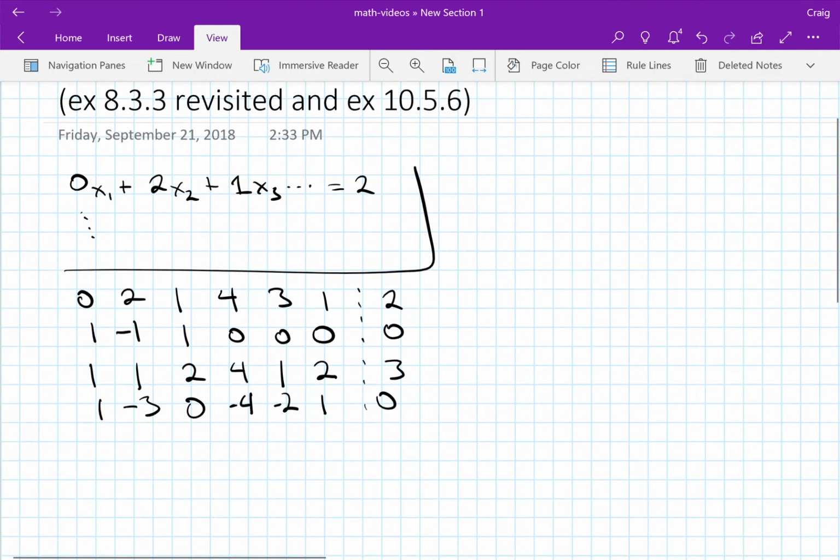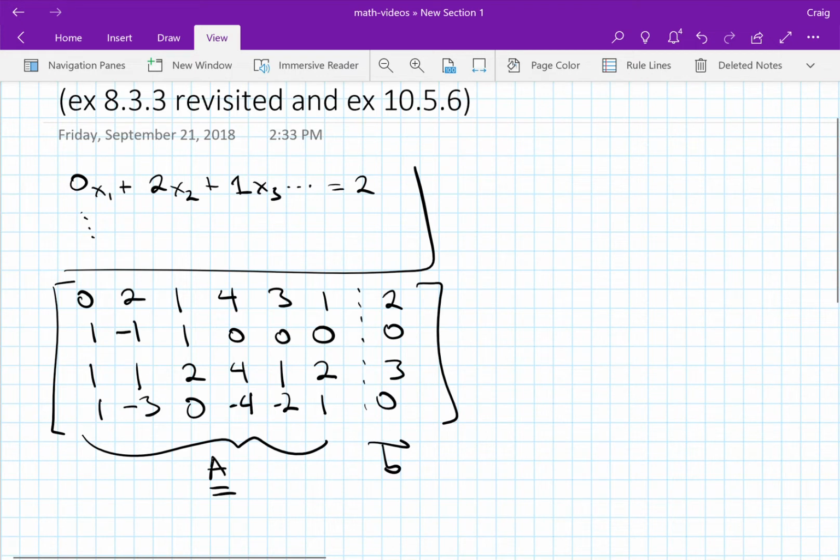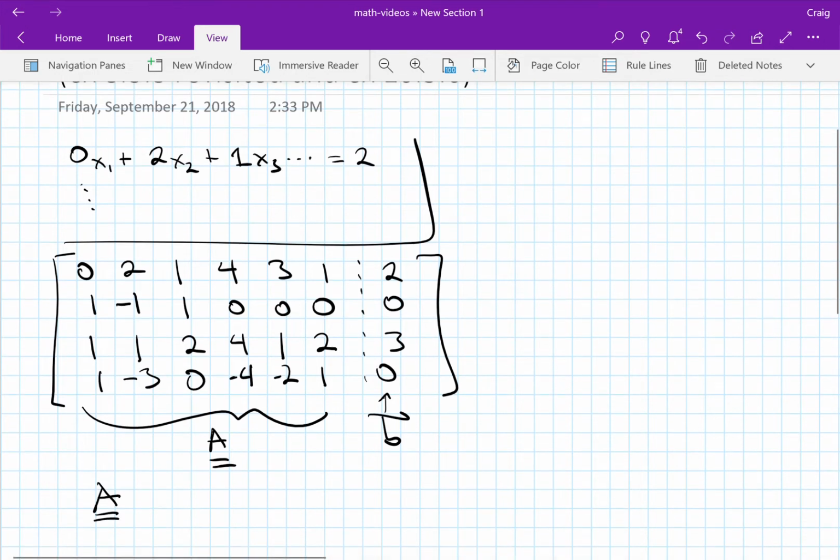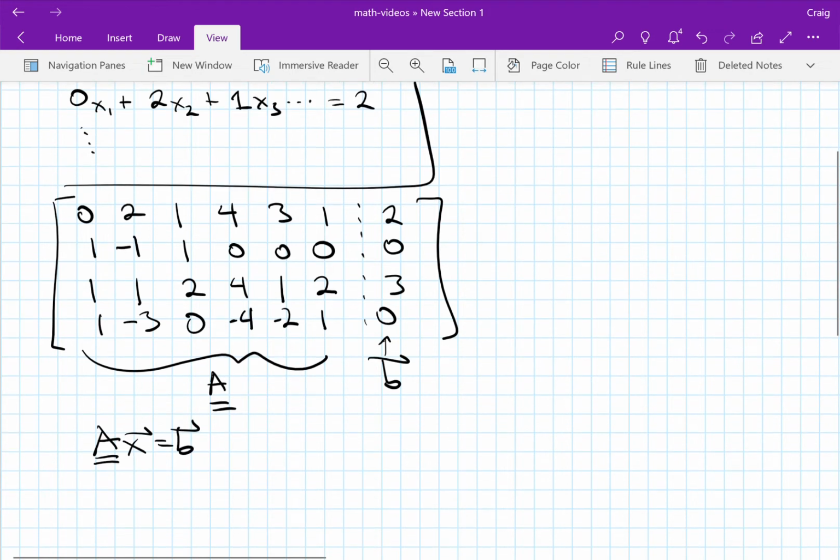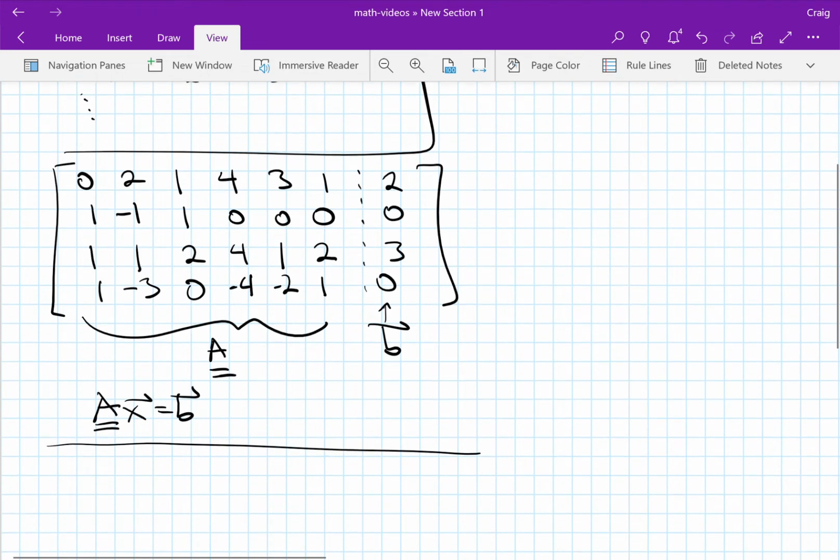So, of course, we consider the matrix A, and this we consider B, and we're searching for X such that AX equals B in the language and notation of chapter 10. So before we talk about the inhomogeneous equation, let's think about the homogeneous equation, AX equals 0.